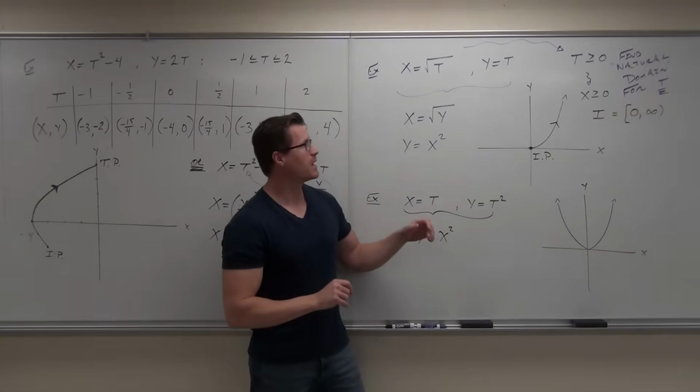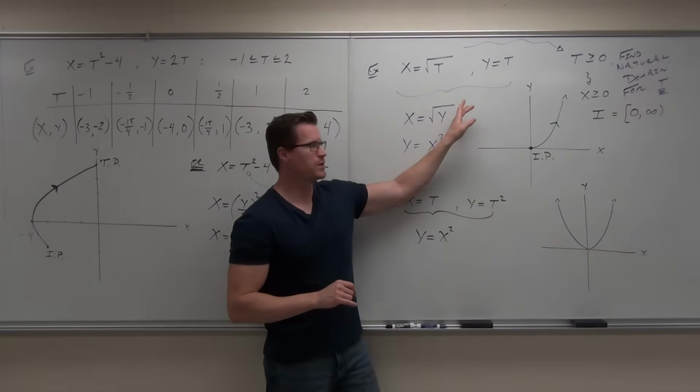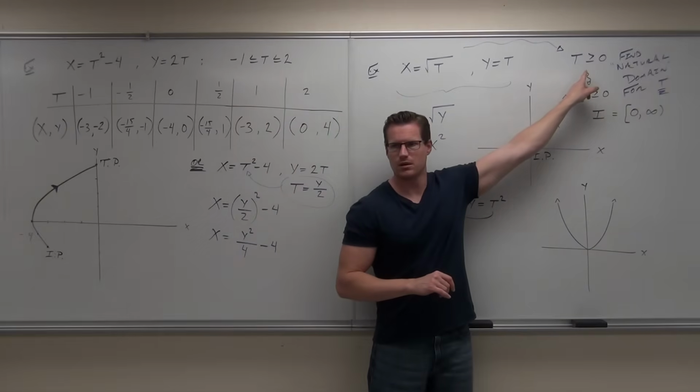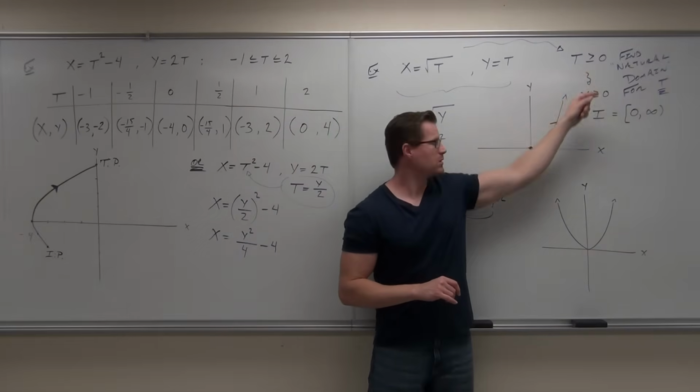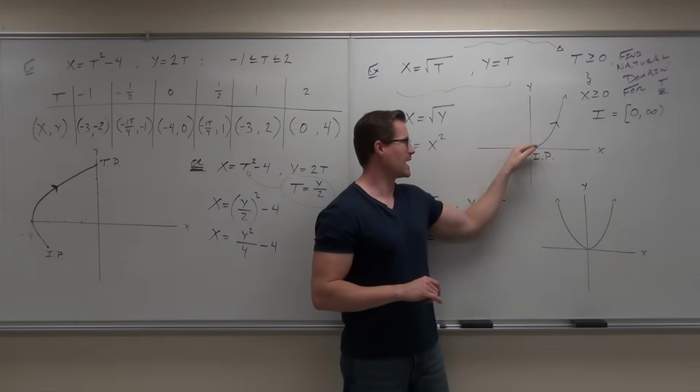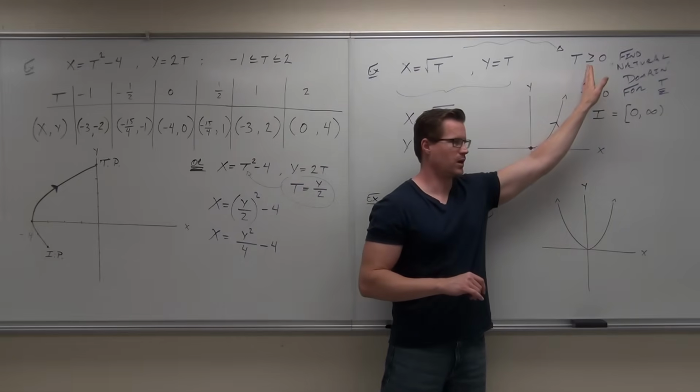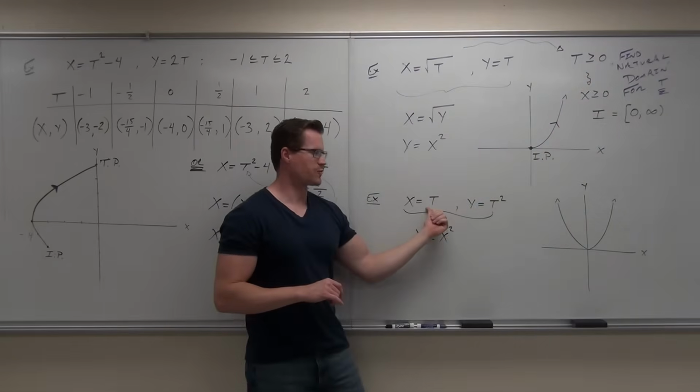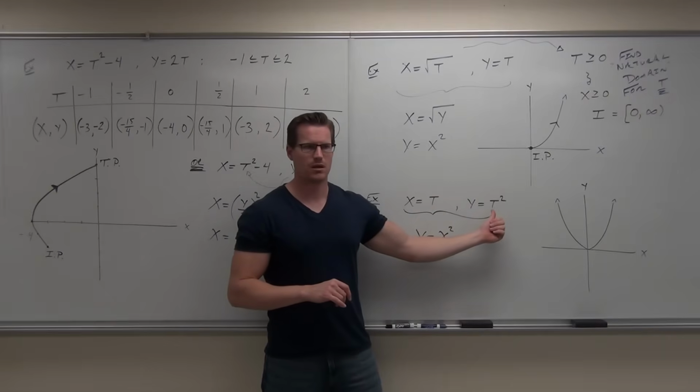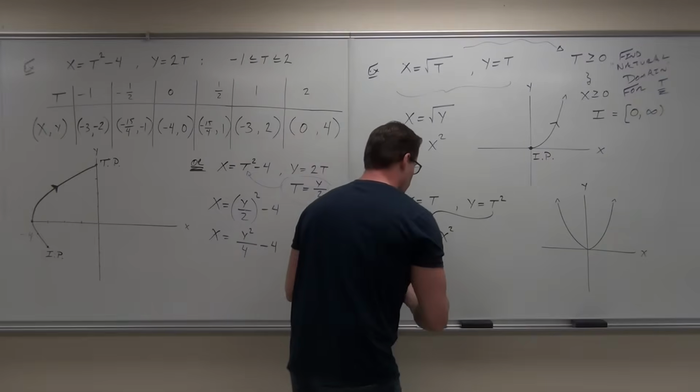So check it. In the previous example, we knew that t could not be negative, correct? If t can't be negative, it starts at 0. That's our initial point, and we can't go this way. We can only go that way. Are there any restrictions for the natural domain of t? No. Then what's our parametric interval?